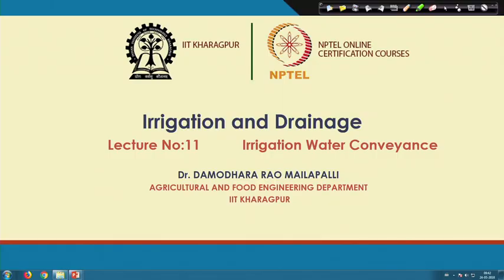In the last few classes we have been talking about the soil and water and their relationship. Then after that, what is crop water requirement, and then irrigation scheduling. So this is all at farm level. How much water is really required at farm level. But how to get that water from a water source.